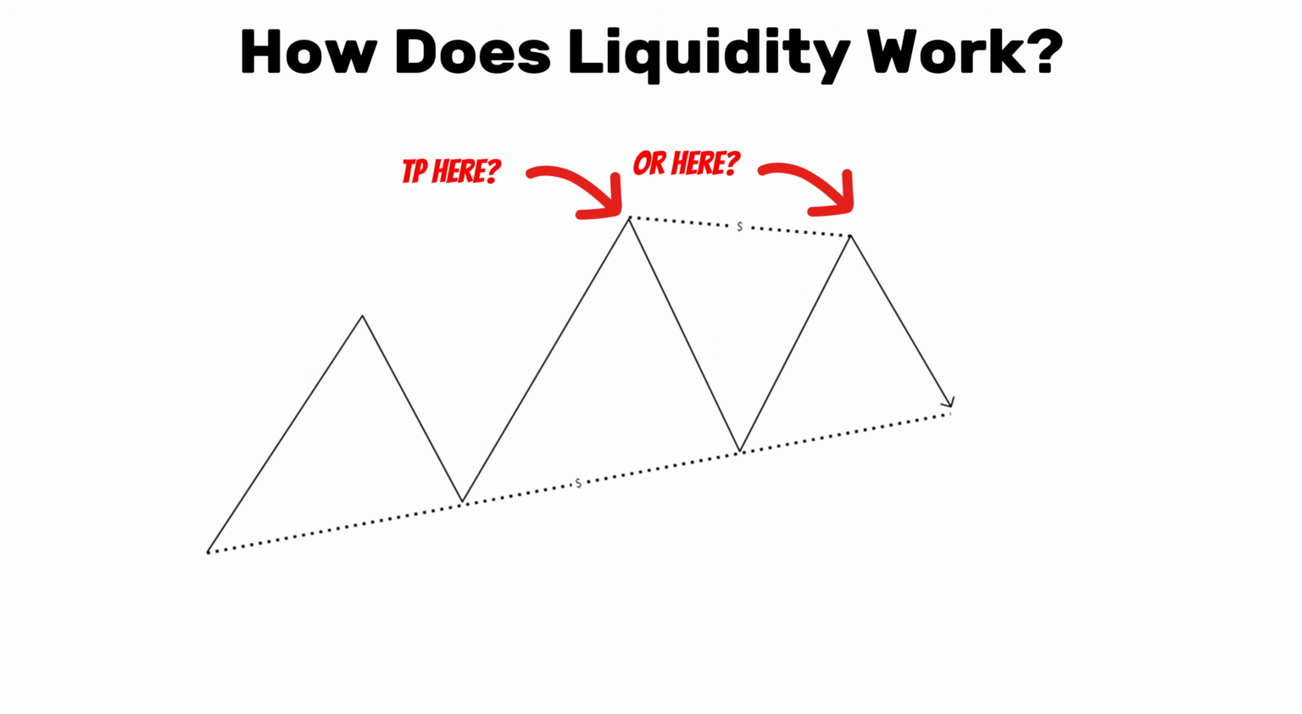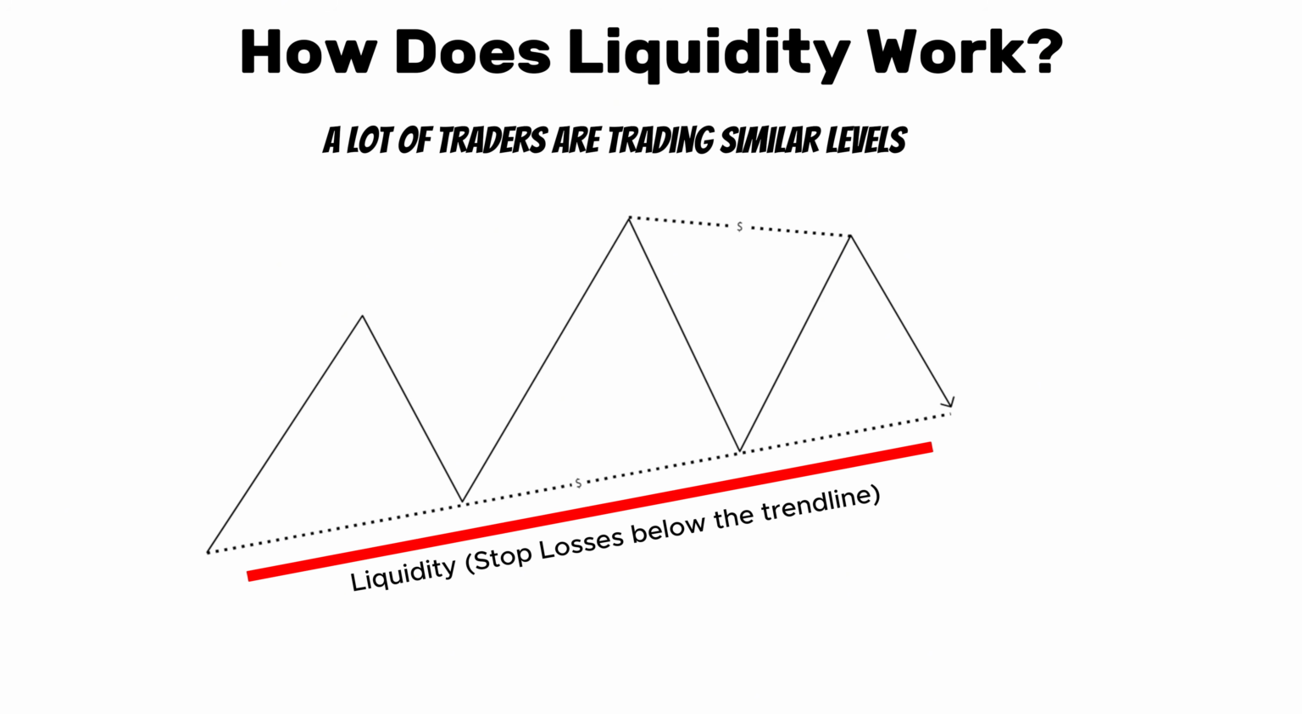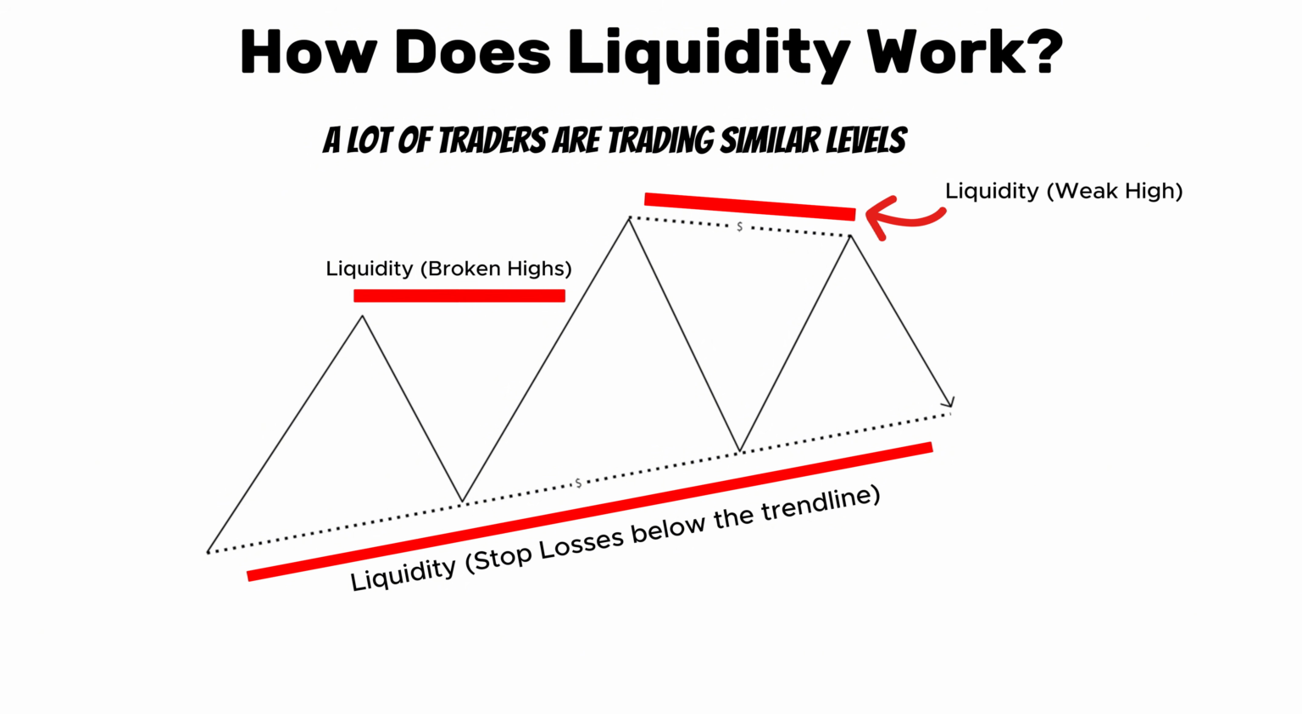Liquidity is mostly based on psychology. You should understand that many traders are trading similar price levels. They bring a pool of liquidity in some price levels in which the smart money can use that liquidity to move the markets to their advantage. And we can identify the strategies they use and finally understand where all the liquidity is.